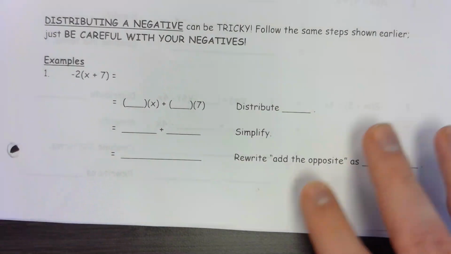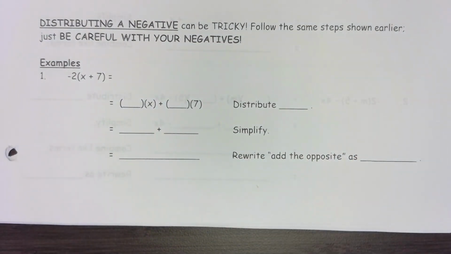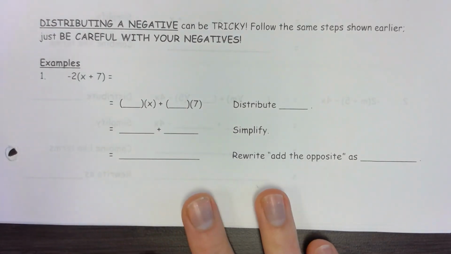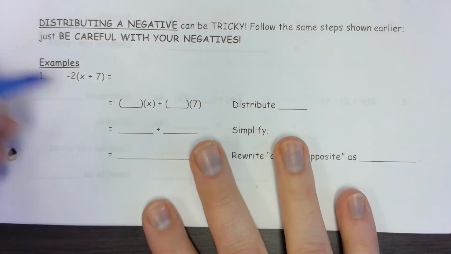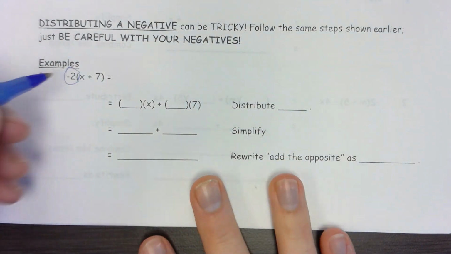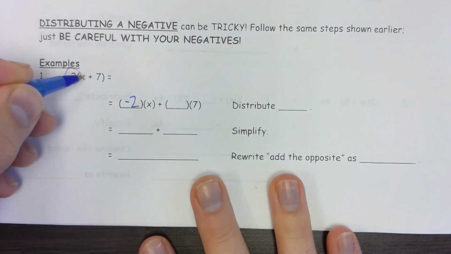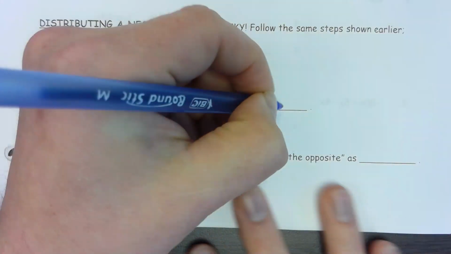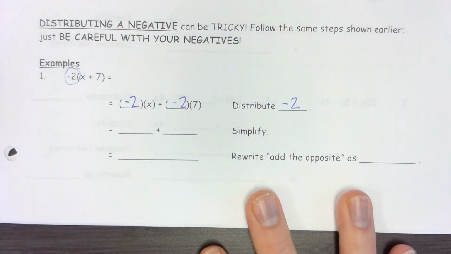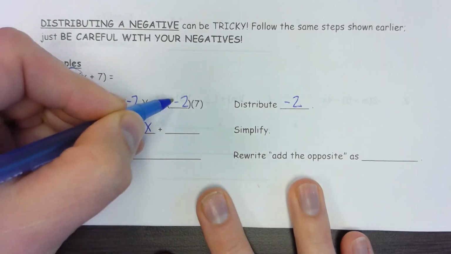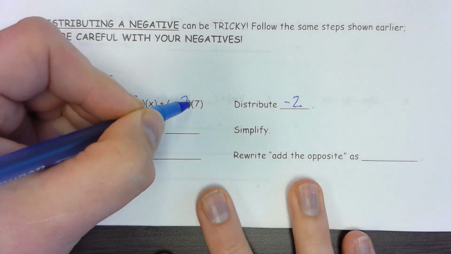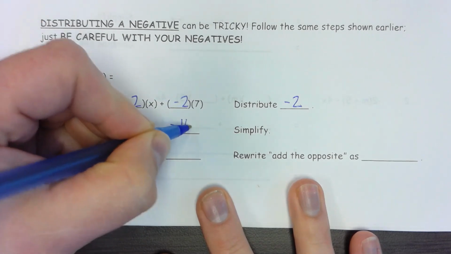Okay. Distributing with a negative can be a little more tricky. So we are going to follow the steps shown earlier. Just be careful with your negatives, okay? Be careful with your negatives. So same thing. This is -2, so we're multiplying everything on the inside by -2. We distributed our -2. What do we need to do now? We need to simplify. So this is -2 times x is -2x plus, well, -2 times 7 is -14.